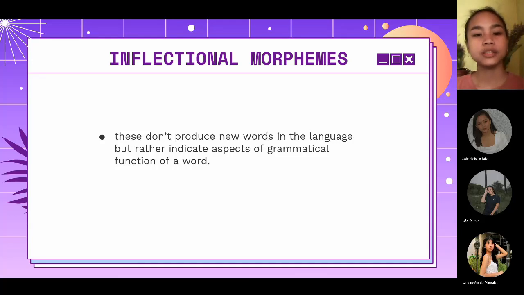Next is inflectional morphemes. These don't produce new words in the language but rather indicate aspects of grammatical function of a word. This means that inflectional morphemes are affixes that merely serve as grammatical markers and indicate some grammatical information about a word. It creates a new form of the same word. So next slide please.